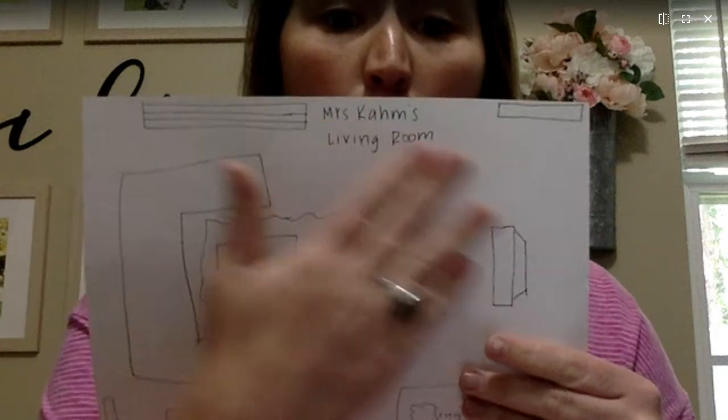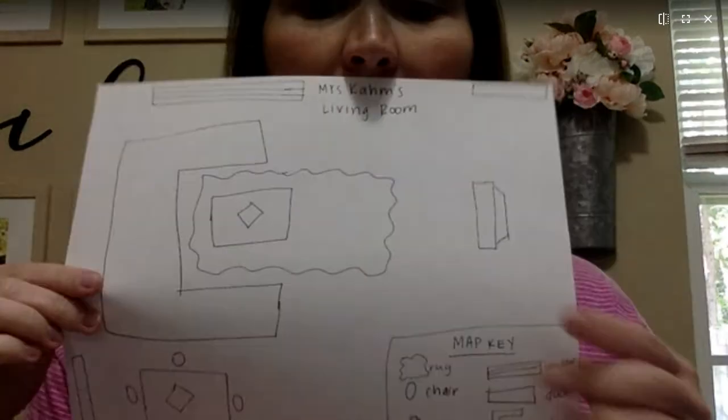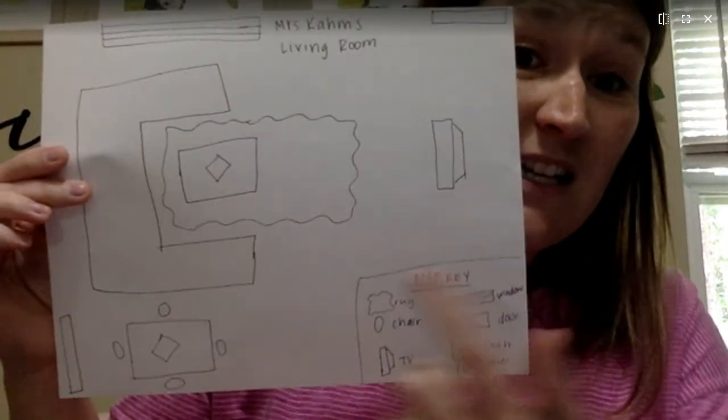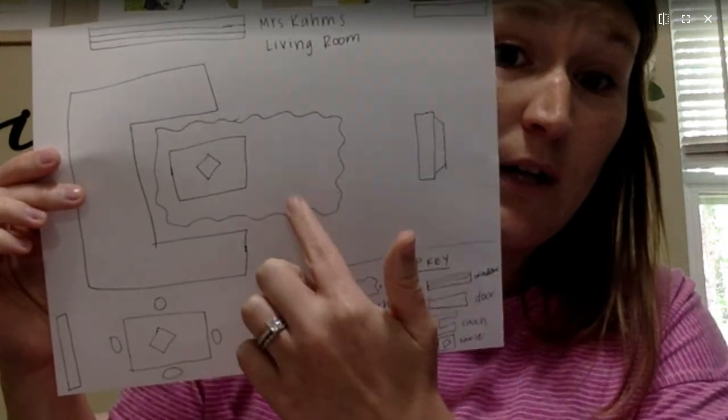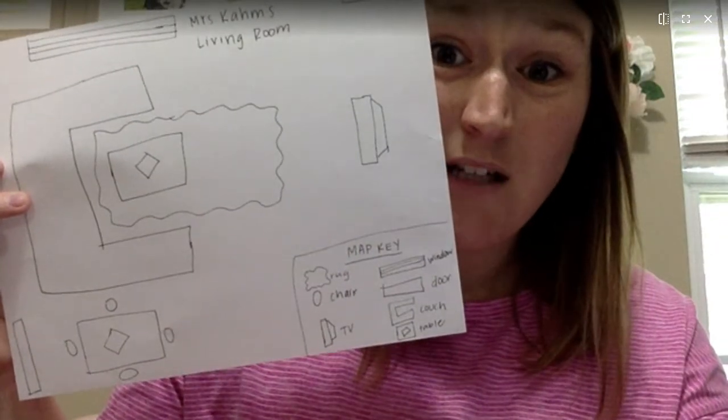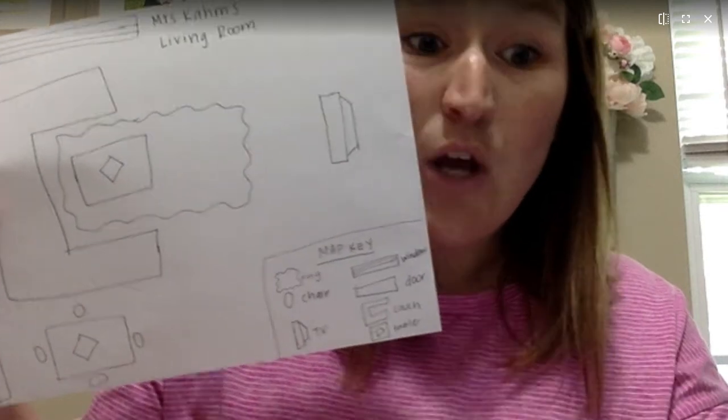Color it nicely. And how many things do you need to have on your map key? At least 3. But remember, if it's on your map, it has to be on the map key. Because if I didn't add my squiggly square to the map key, would you have known it was a rug? No. So if you put it on the map, it has to be on the map key so that we know what it is.